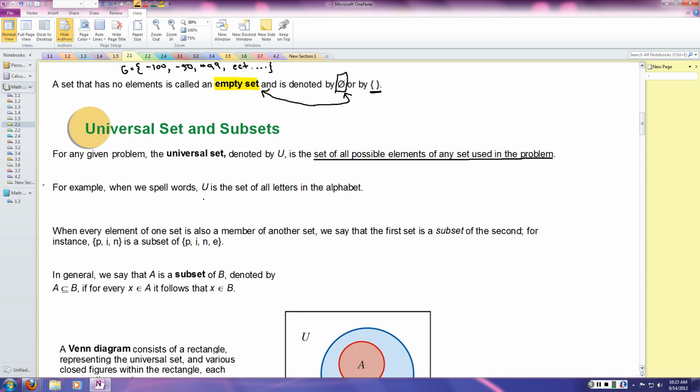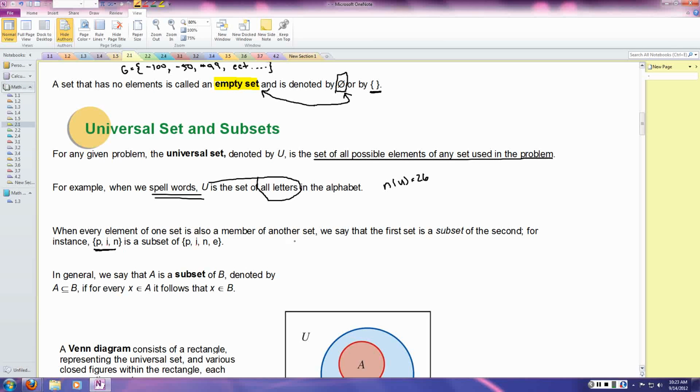So an example would be if you're spelling words, the universe is going to be all the letters in the alphabet. So I could list them A, B, C, D, E, F, G, all the way through Z. So the size of the set is 26. So the number of elements in U would be 26.